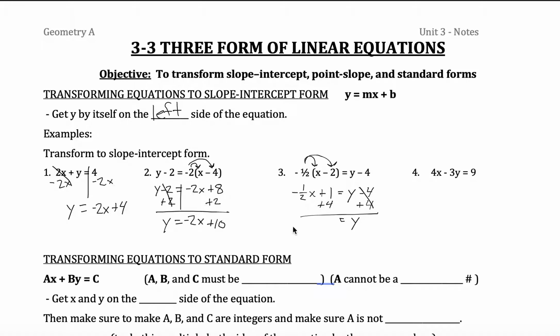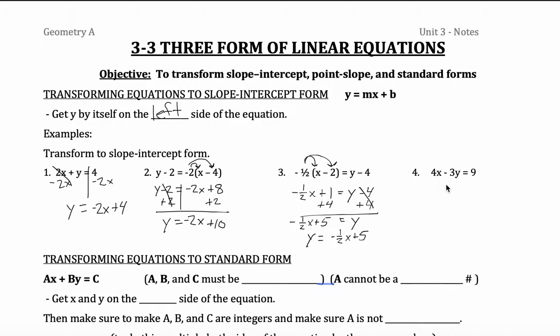We combine our constants, so we have negative 1/2 x plus 5. The last step we need to take is to make sure that y is on the left-hand side. So if we just use our properties, we can flip-flop our two sides. So we have y equals negative 1/2 x plus 5. That's the property of symmetry because we can flip over the equal sign and not change any values. So our final slope-intercept form of that equation is y equals negative 1/2 x plus 5.